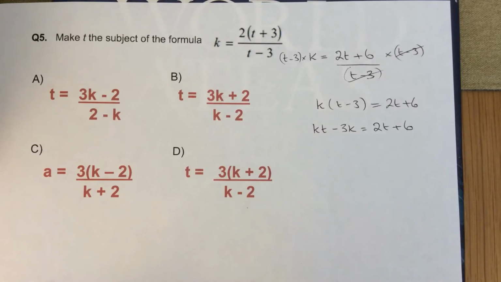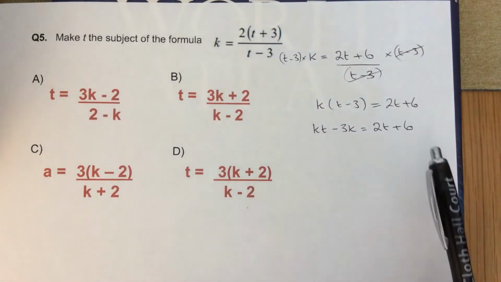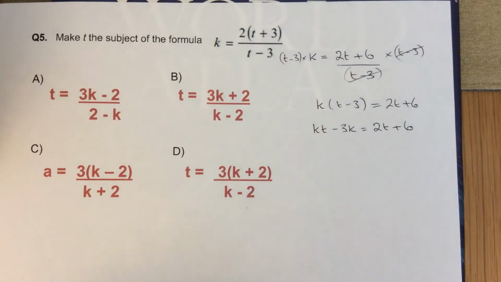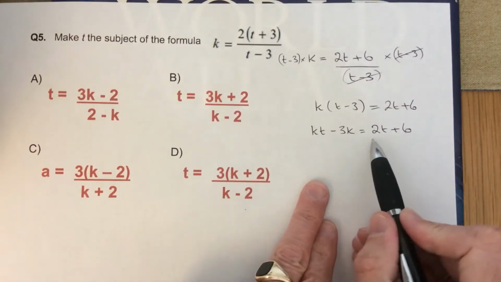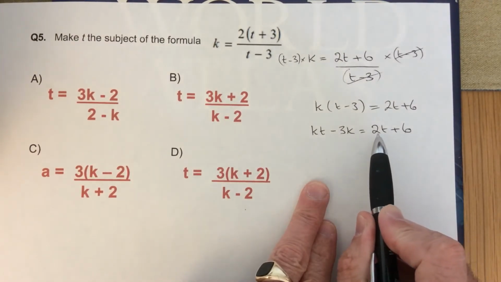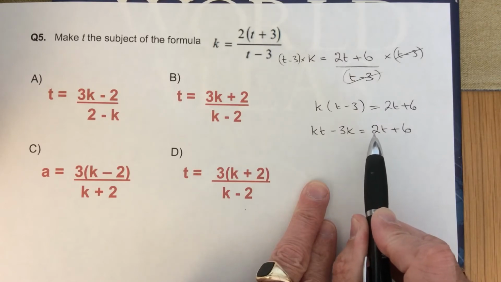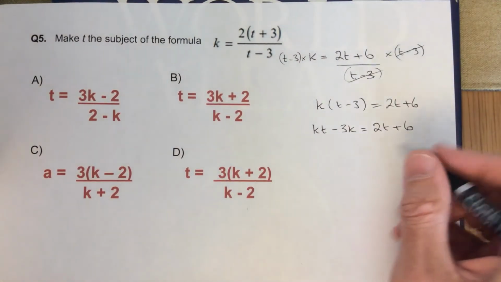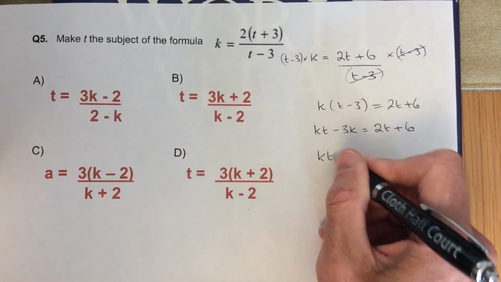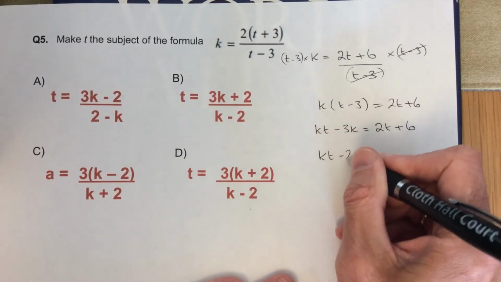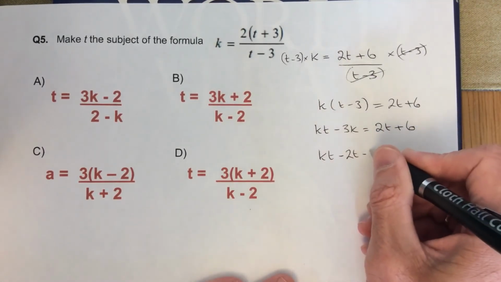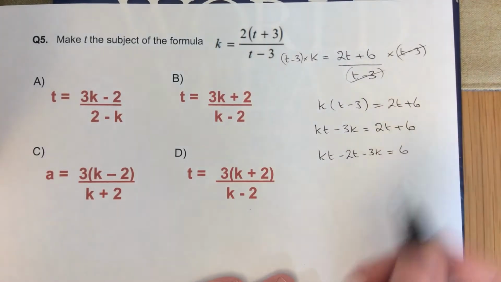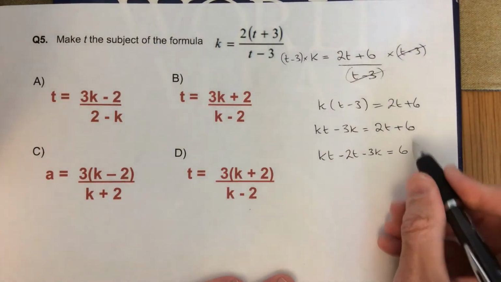Okay, what I'm going to do next is I'm going to somehow get the t's on the same side. I've got k times t there, I've got 2 times t there. What I'm going to do is subtract 2t from both sides. I'm going to subtract 2t there. Still got that, and of course that's going to disappear. That's gone. The 6 is still there.